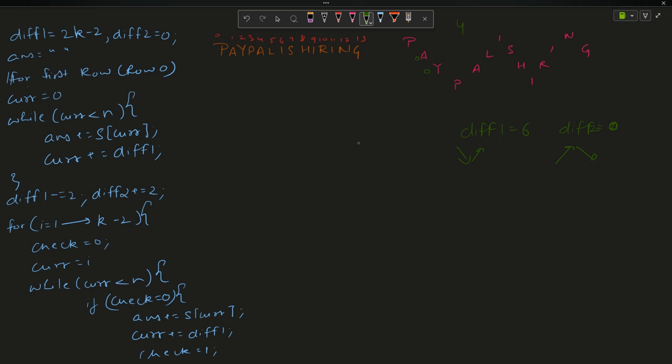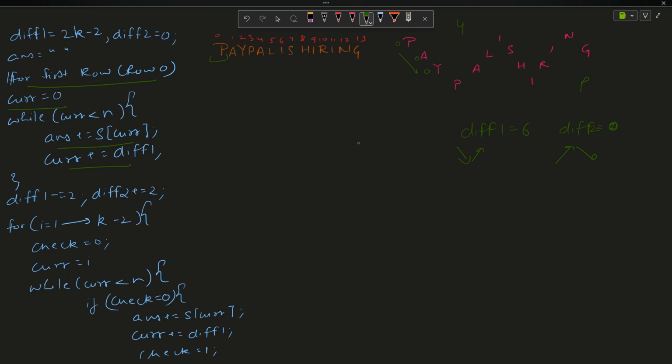So I have mentioned it for the first row, that is row number 0. The first row is starting from index number 0. So I have taken my current as 0, and I've said my current is less than the length of the string. I will add the letter to the answer and I will increase by the difference. Now, what difference should I use for the first row? For the first row, I will use the difference of going down and then going up. So my answer will become first this character at 0, so my answer is currently P.